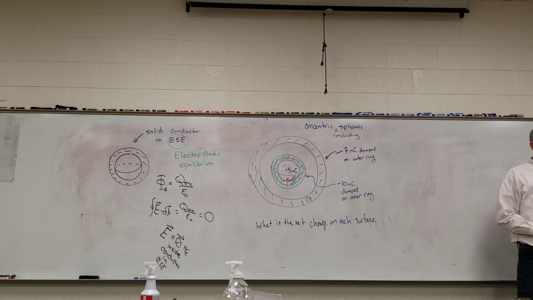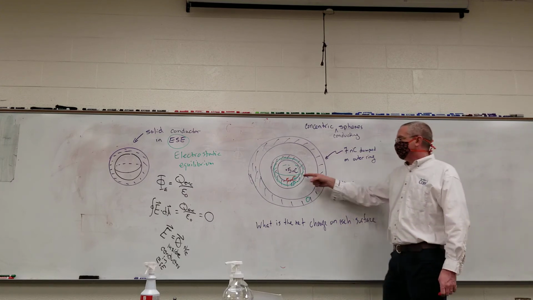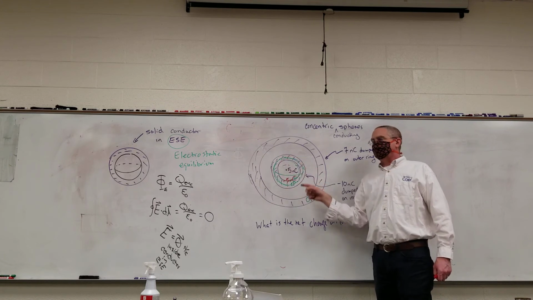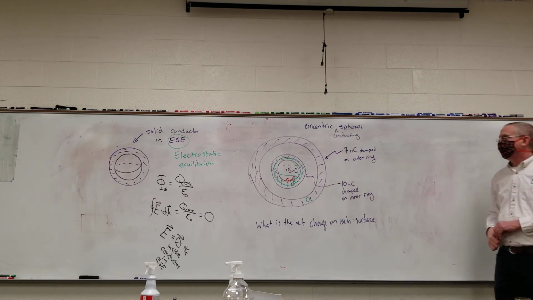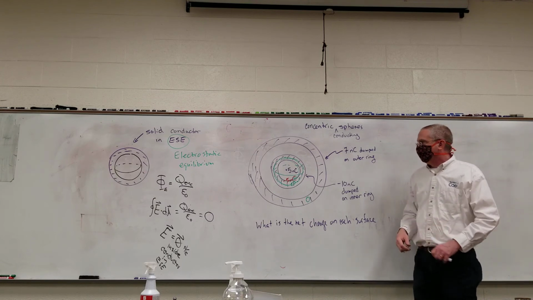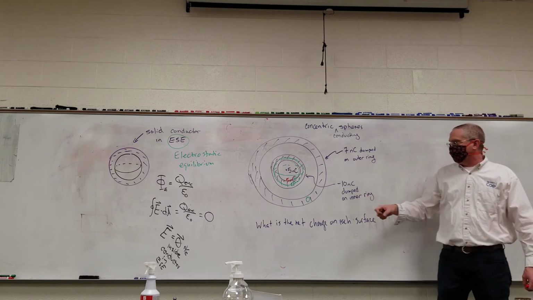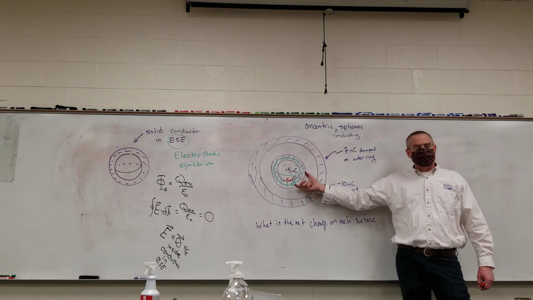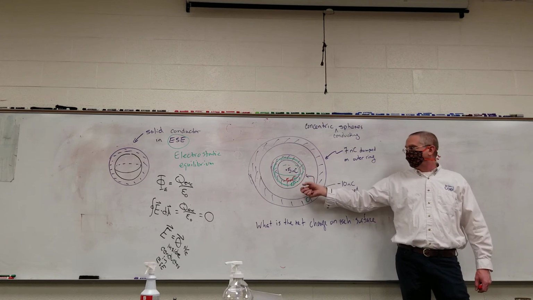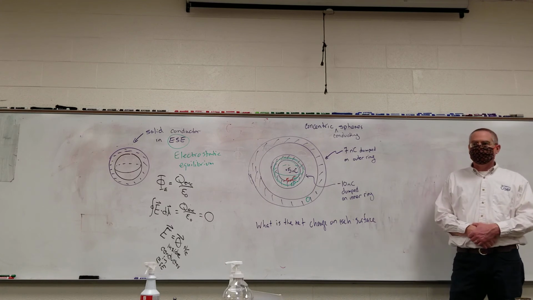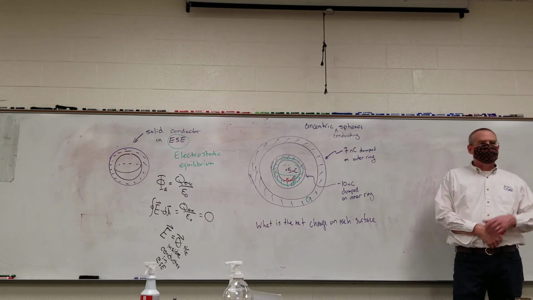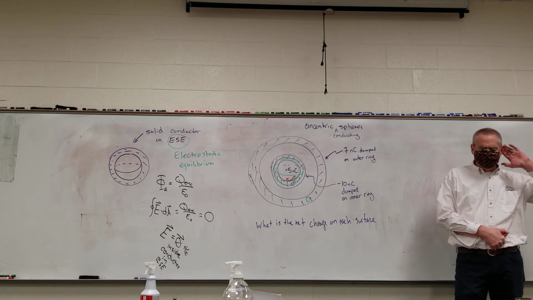I need my total charge to be 0. So on this inner surface, I got negative 5 nanocoulombs spread throughout that whole thing. So what is the charge on this outer ring here? It's not 10.